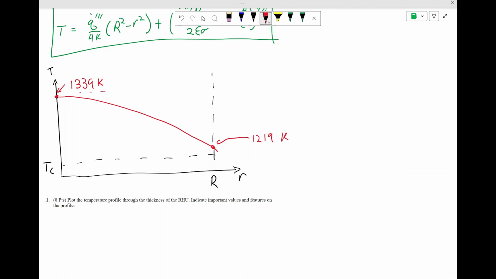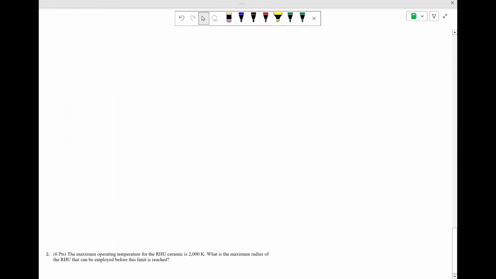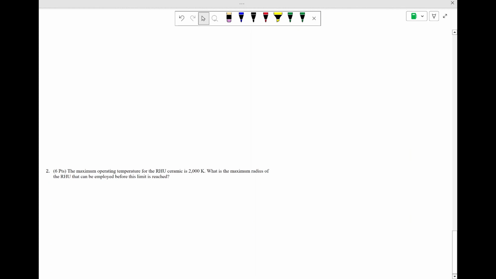This is zero slope, or kind of like an adiabatic central axis condition here. And this is 1219 Kelvin, which is just a little higher than the heatsink temperature of 1200. Okay, next. The upper limit is that the RHU ceramic will sort of break down above 1200 Kelvin.